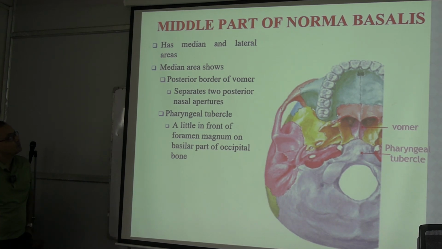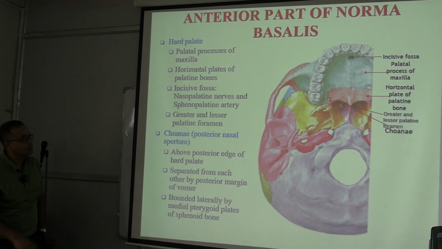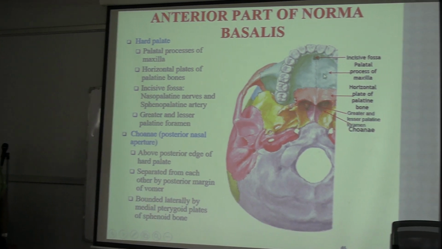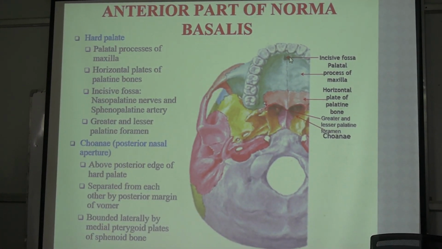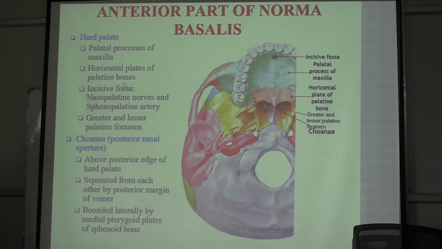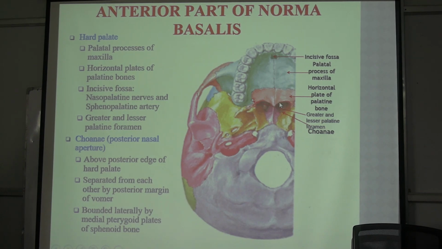Now, the norma basalis, as I have said, has three parts: anterior, middle and posterior. The anterior part has the palatine bone and the palatine process of the maxilla making this region, and you see the incisive foramen present in the midline. On the back side, the anterior part of the norma basalis is limited by an opening, which we call the posterior nasal opening.